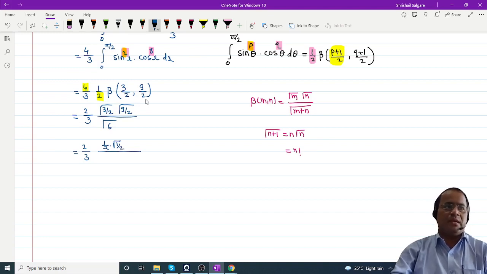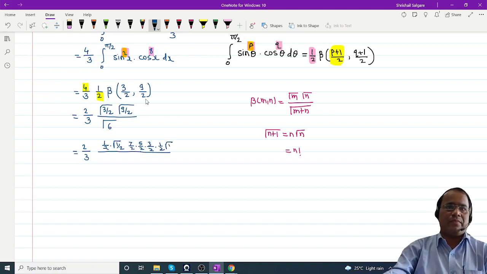Now the next one, gamma 9 by 2. Anyone can tell how to write? 7 by 2 into 5 by 2 into 3 by 2 into 1 by 2, gamma of 1 by 2. And gamma 6 is nothing but 5 factorial. That also I will write: 5 into 4 into 3 into 2 into 1, so that is 5 factorial.